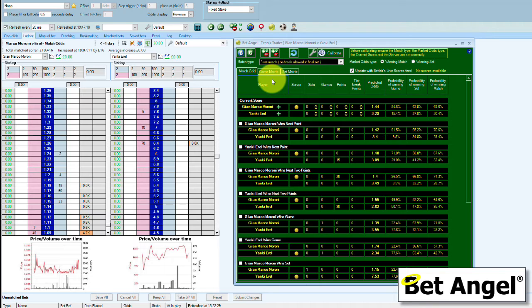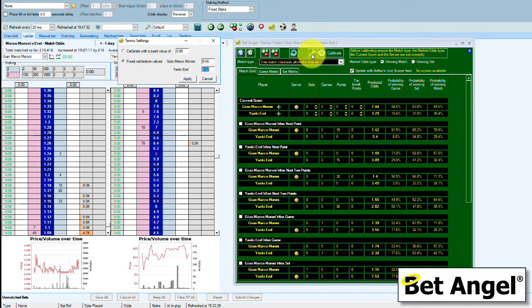If you want to play around with it, just use a tennis match that's at some point in the future. We don't need to worry about the specifics of that tennis match at this particular moment in time. What you will need to do is select what type of match it is. So I'm doing a 3-set match with a tiebreak allowed in the final set. And next to the calibrate button, there is a calibration setting. So if I click on that, it brings up the calibration setting.